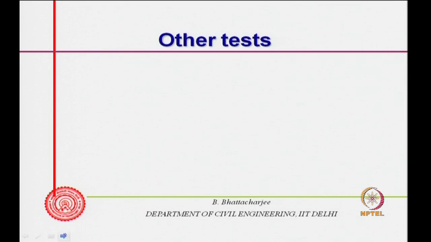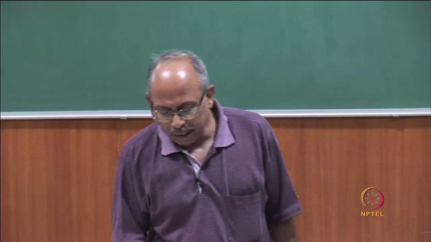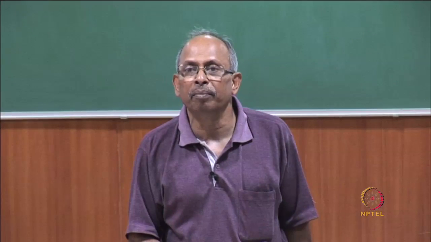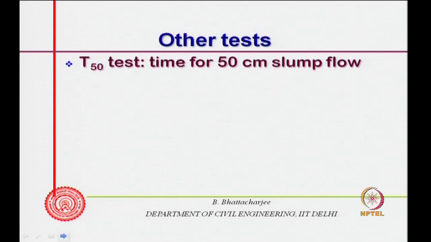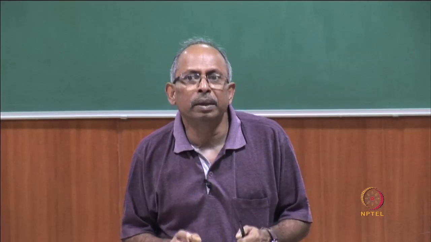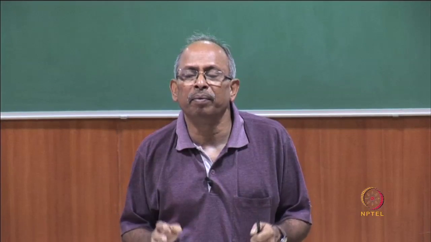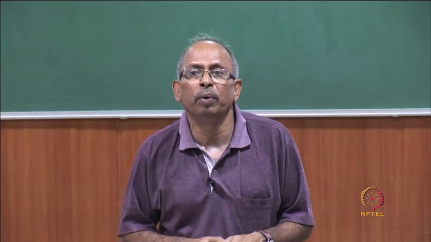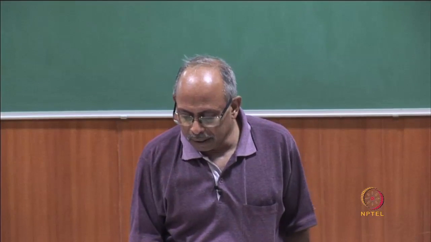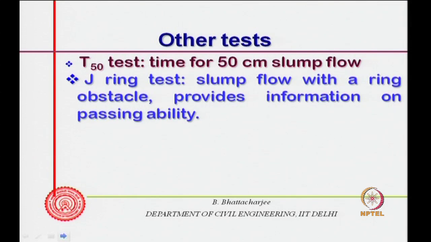Then this is another test, the T50 test. I already talked about the L box test. Okay, some more tests we will talk about. The T50 test is the time for 50 centimeter slump flow. So, you measure flow against time, with time how the slump flow is changing. The time at which 50 centimeters slump flow occurs, that is the T50 test. So, that gives you the T50 test.